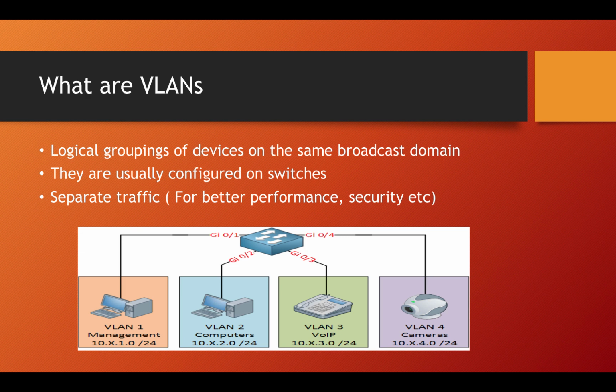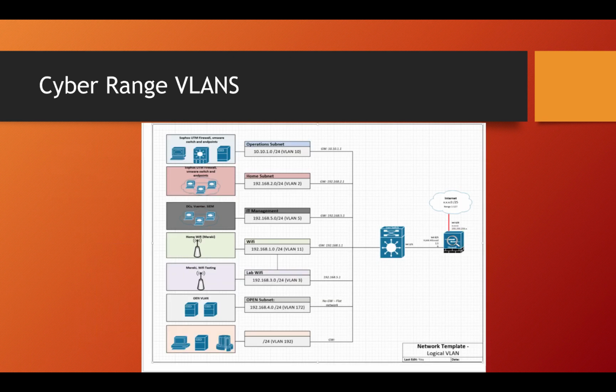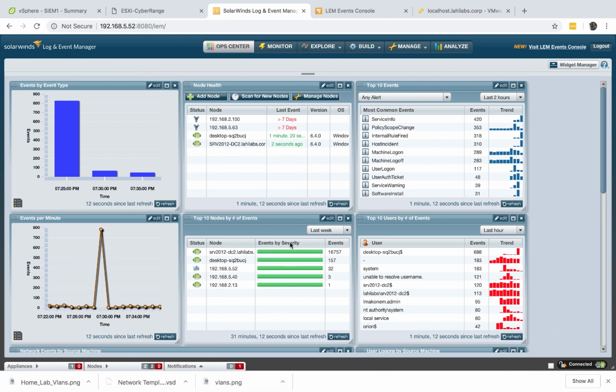And in this diagram, I'm showing you VLAN 1 for management, VLAN 2 for just computers, VLAN 3 for voice over IP, and VLAN 3 for cameras. And this is what most companies use. So in this lab, we'll be creating VLANs following this network diagram that I shared with you. And we'll be creating three subnets: operations, home, and IT management. I don't need to create Wi-Fi. So now that we got that out of the way, let's go and configure our VLANs.